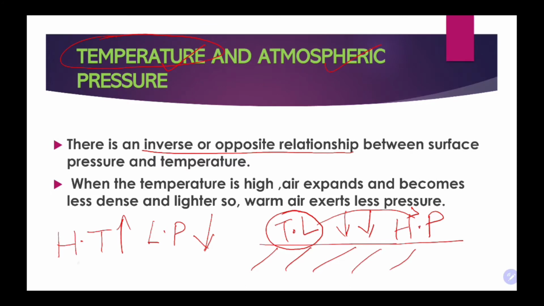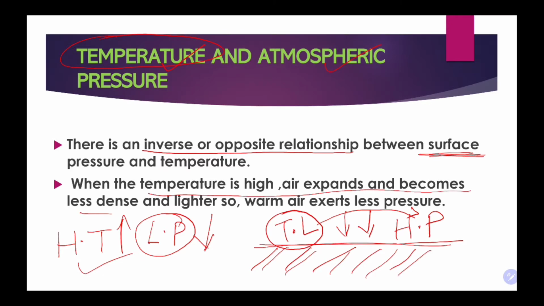Why? Because when the temperature increases, air becomes light, it will expand and rise up. As the air becomes light, the pressure will reduce. So this is how temperature and atmospheric pressure have an inverse or opposite relationship on the surface of the earth. Students, it's very important to understand that we are talking about the horizontal surface of the earth. When the temperature is high, air expands and becomes less dense and light. So warm air exerts less pressure. This situation which I explained here is explained in this point.